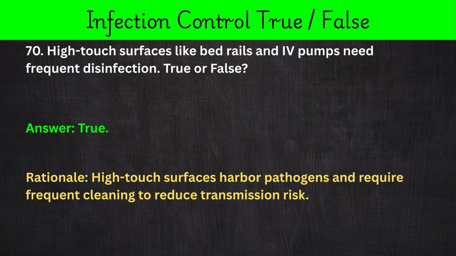70. High-touch surfaces like bed rails and floor pumps need frequent disinfection. True or false? Answer: true. Rationale: high-touch surfaces harbor pathogens and require frequent cleaning to reduce transmission risk.